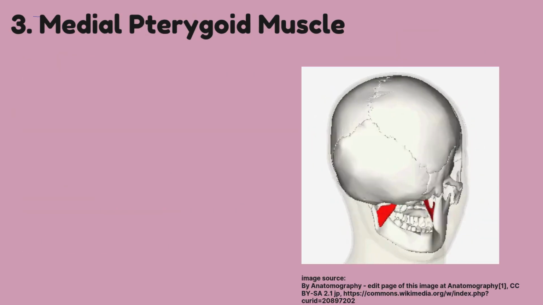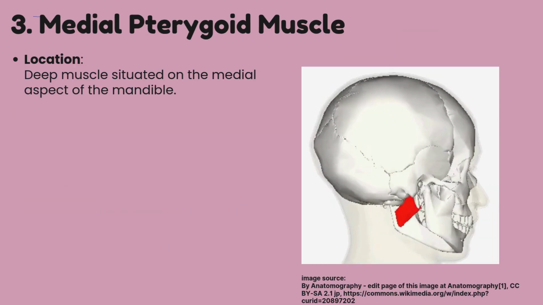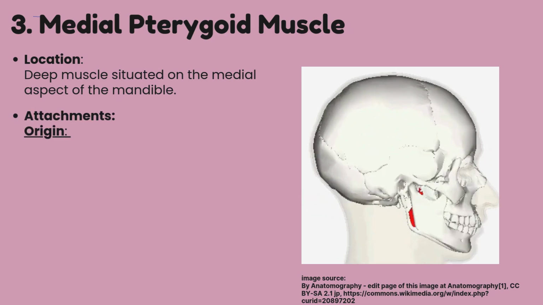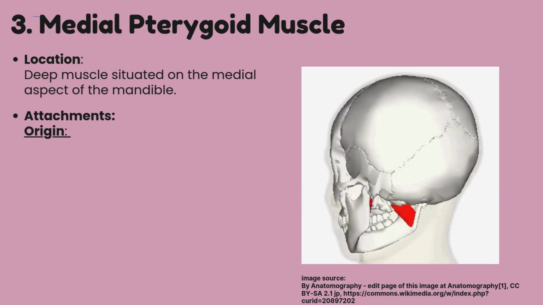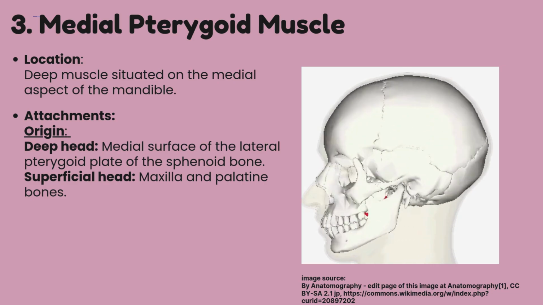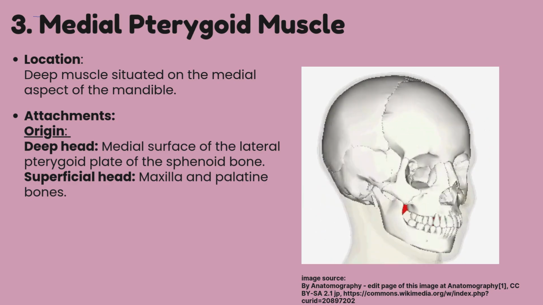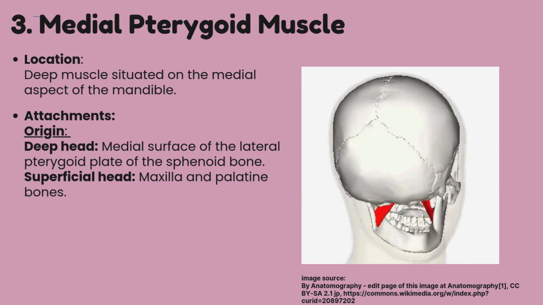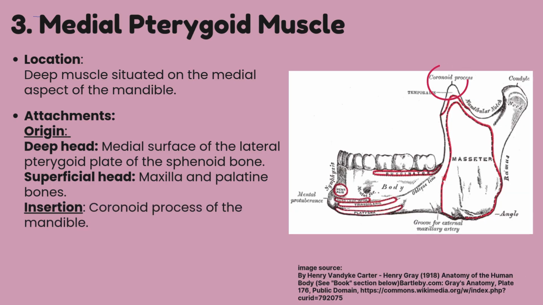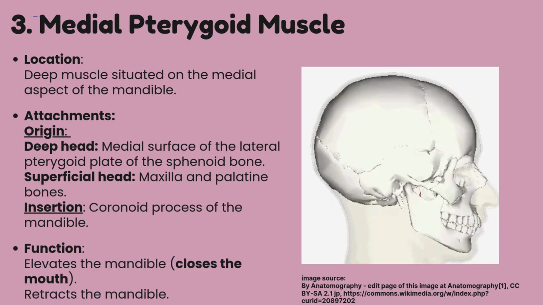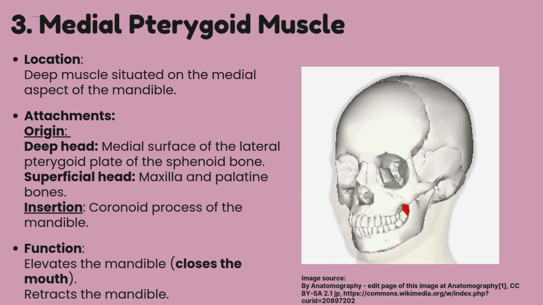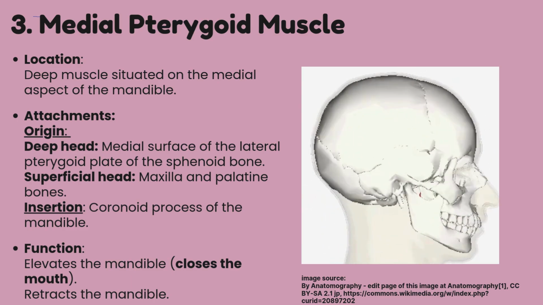Number 3. Medial pterygoid muscle. It is a deep muscle, situated on the medial aspect of the mandible. Origin. Its origin is at two heads. The deep head attaches to the medial surface of the lateral pterygoid plate of the sphenoid bone. The superficial head attaches to the maxilla and palatine bones. Its insertion is at the coronoid process of the mandible. It performs two functions. It elevates the mandible. This closes the mouth. It retracts the mandible.